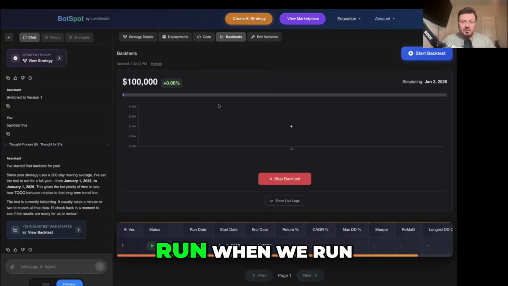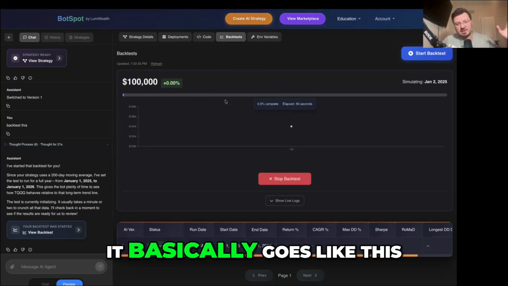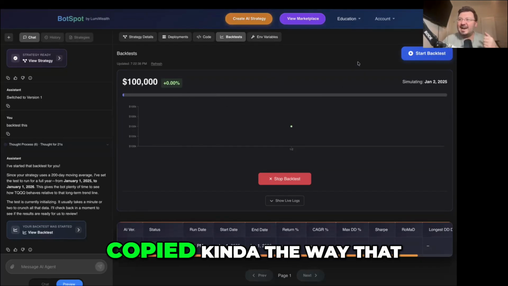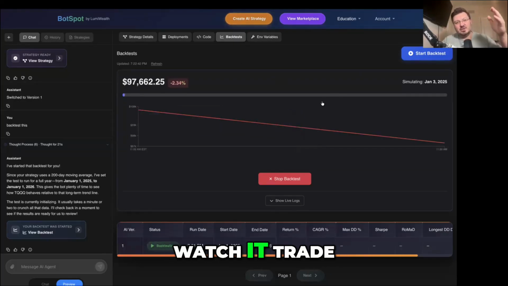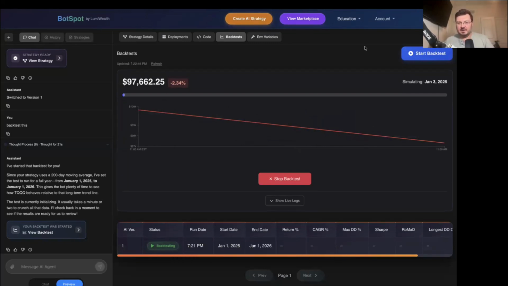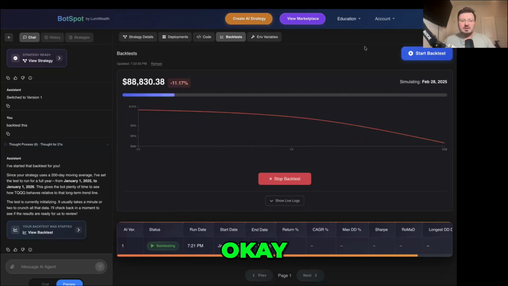And then when we run the backtest, you'll see here it basically goes like this. We copied the way that Robinhood does it, so you can actually watch it trade. You can see here it's going up and down as it does the backtest. Okay, so that is parts 1 and 2 of the homework.